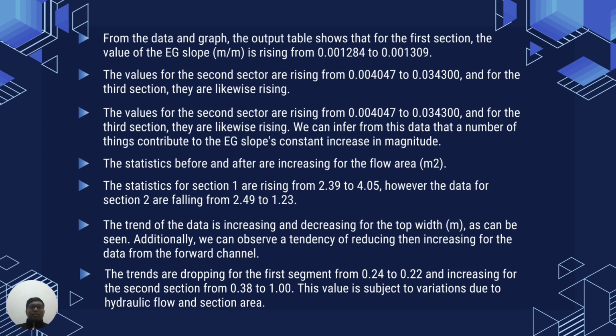From the data and graph we get, the output table shows that for the first section, the value of the EG slope is rising from 0.001 to 0.001309. But the values for the second section are also rising from 0.04047 to 0.34300, and for the third section, seems like that.